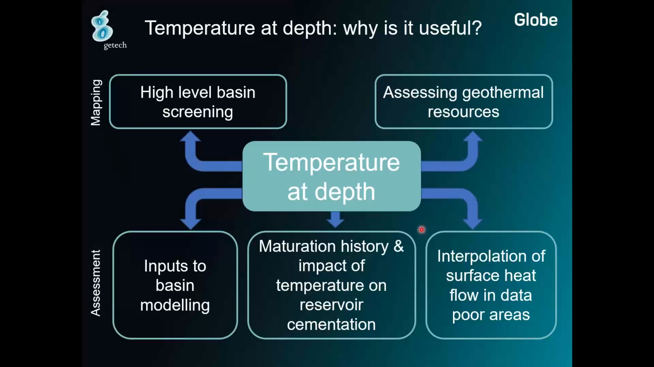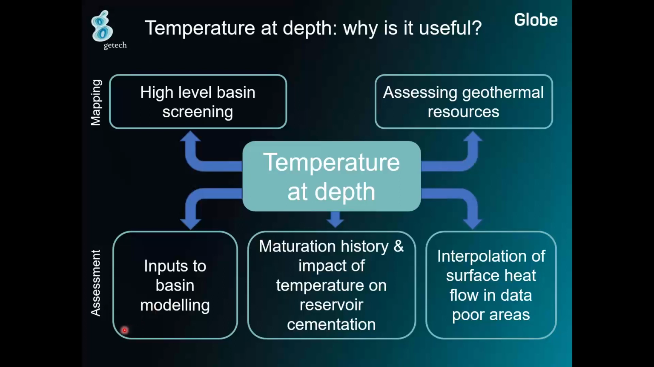So temperature with depth, why is that useful? Who cares? Well, we've divided this into two levels. It's mapping, so here we're looking at maybe high level screening of basins for hydrocarbon prospectivity, and also assessing geothermal resources. The main resource for geothermal energy essentially is high temperature, and if we can map the temperatures within the Earth, we've got a good idea of where the resource is.